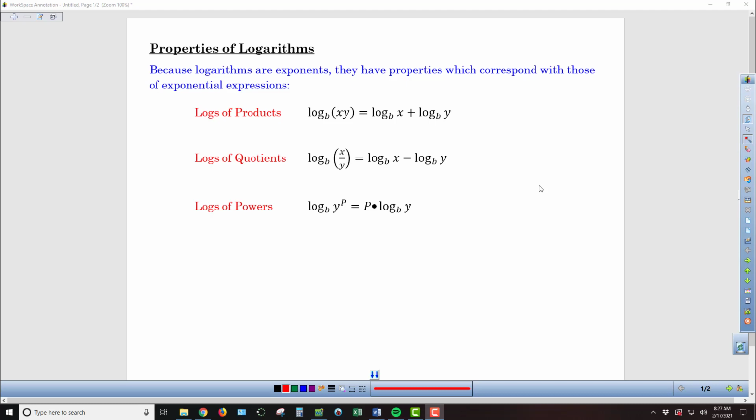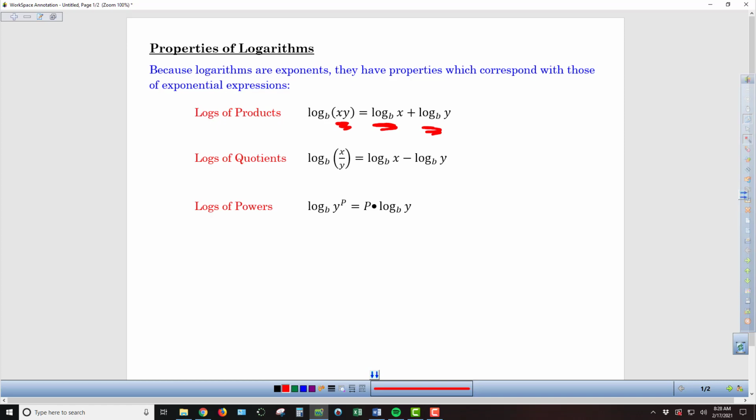Because logarithms are related to exponents, they are exponents, they have properties that are similar to those of exponential expressions. So for example, if I have the log of some product, so we have x times y as the input into a logarithm, we can then separate that product into two separate logarithms that are being added together.